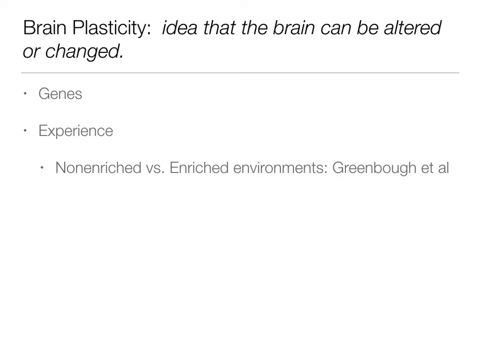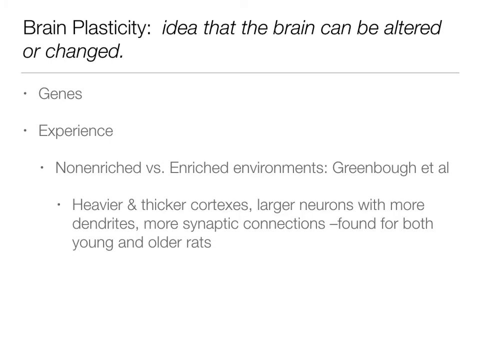And they later sacrificed the animals and looked at their brains. What they found is that there were heavier and thicker cortexes. That means the part of the brain that does a lot of the rat's function had more connections. If it was heavier and thicker, it means it had larger neurons, more dendrites, more synaptic connections. And this was found for both younger and older rats.